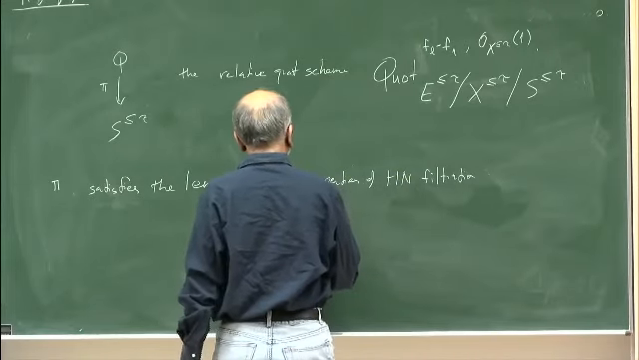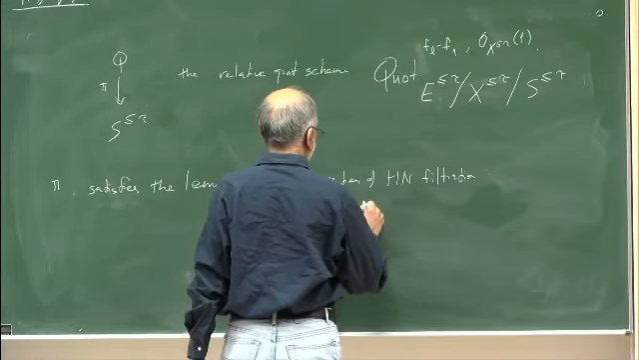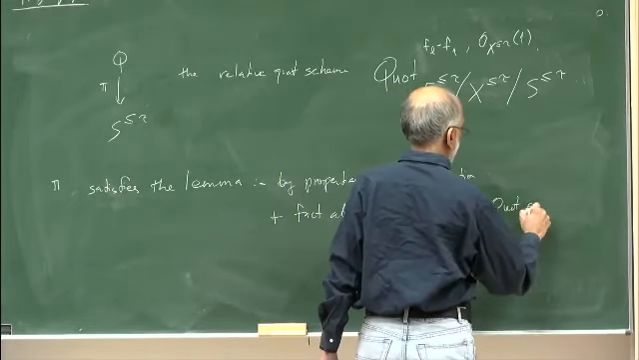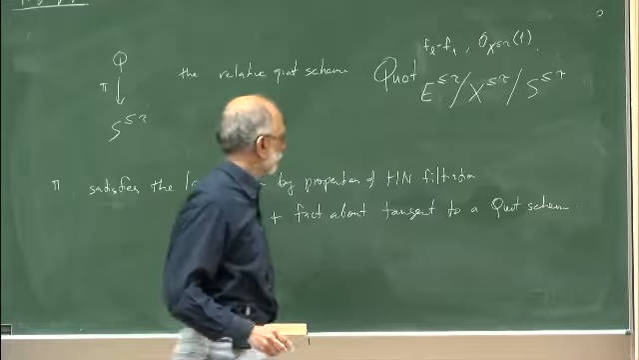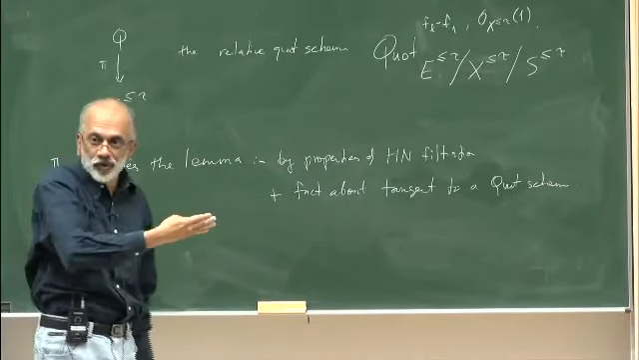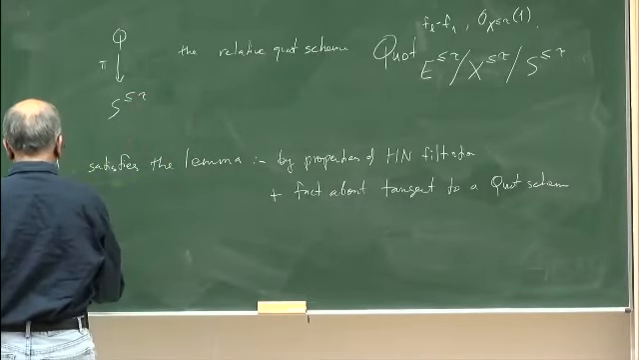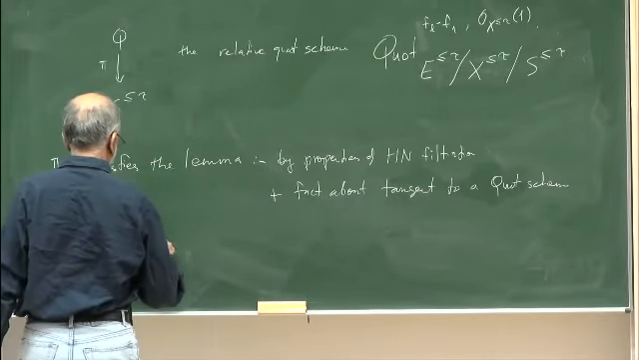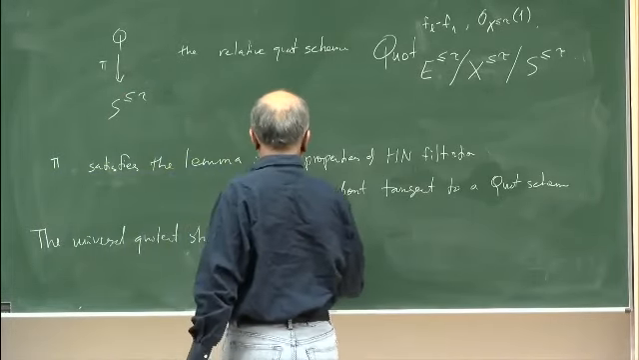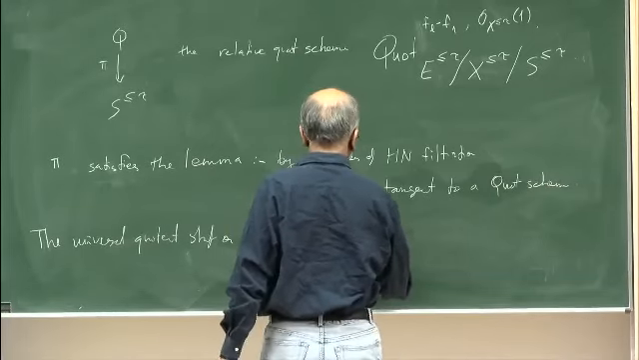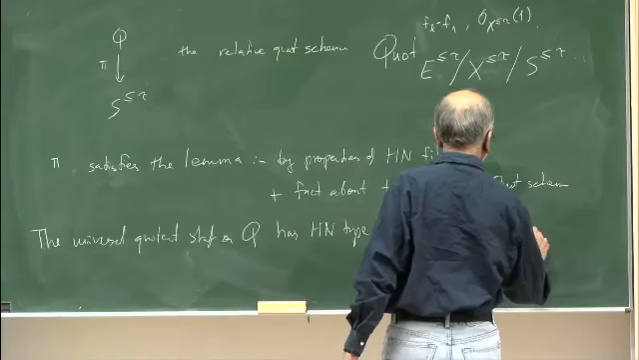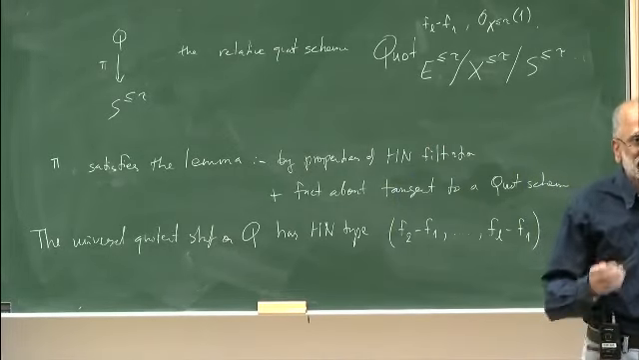plus the fact about the tangent to a Quot scheme. Okay. So, what does that show? That on Q, now I go to the canonical quotient, the universal quotient on Q has HN type F2 minus F1, up to Fl minus F1. So, the length of the Harder-Narasimhan filtration has decreased by 1.